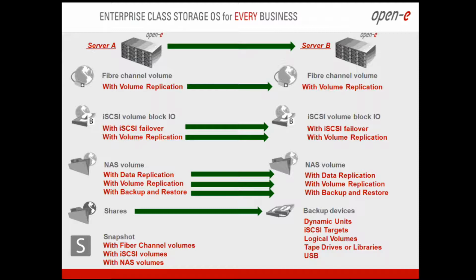But if you look at split Fibre Channel volume, yes, you can use it with the volume replication to replicate to server B. iSCSI volume block I/O, or even file I/O. Yes, you can use the iSCSI failover or the volume replication, which is more of a manual process. But the most popular feature of the DSS V6 is iSCSI Auto Failover.